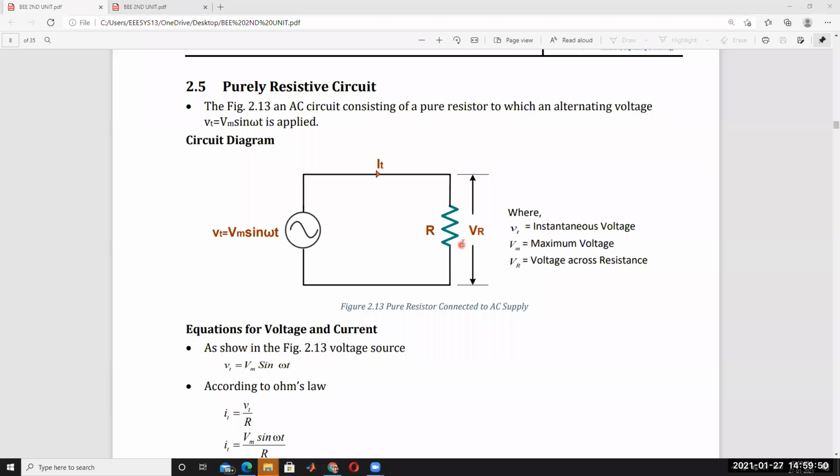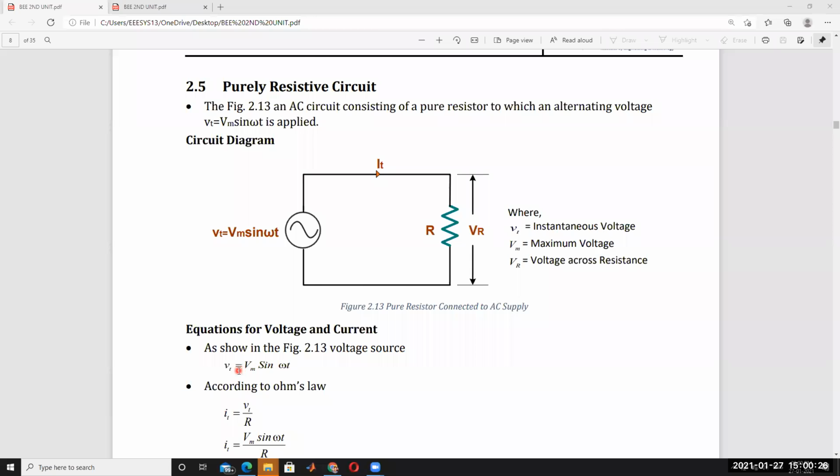Then the resistor R. The voltage across the resistor is called VR. Small v of t is called instantaneous voltage, indicated in small letters, and Vm, in capital letters, is called maximum voltage. And VR is called the voltage across the resistor. Understood?